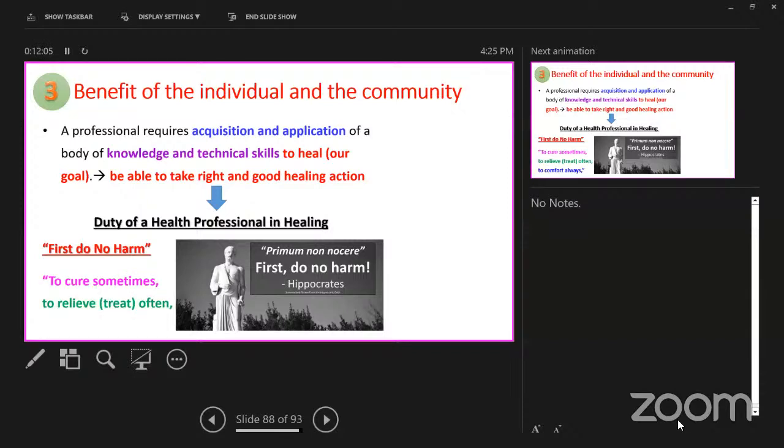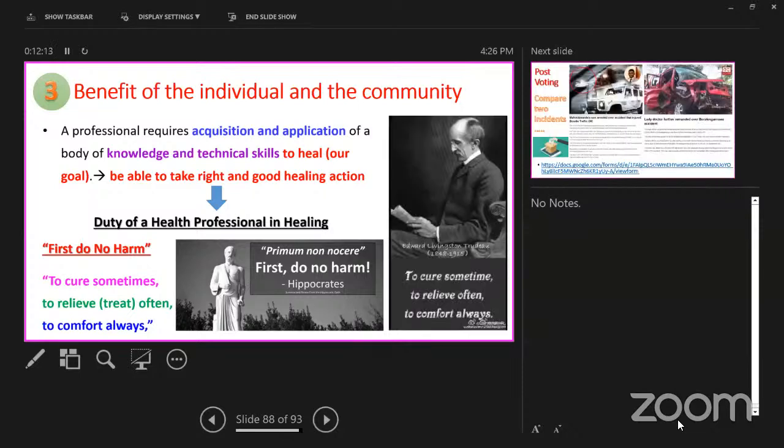You can cure sometimes, you can't always cure, but you can treat often and you can comfort always. These are the two main principles that you should practice. You may not be able to cure everyone, but you can treat often, and you can comfort always. You can always comfort a patient, and don't do any harm to a patient. That is the main message I want to give you.